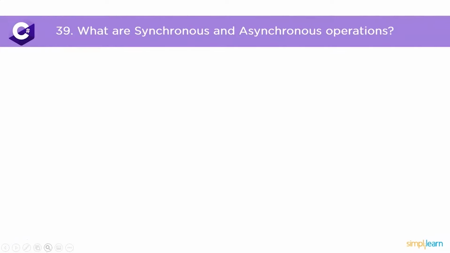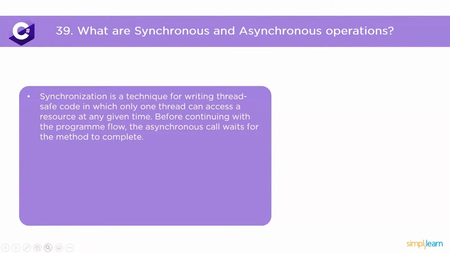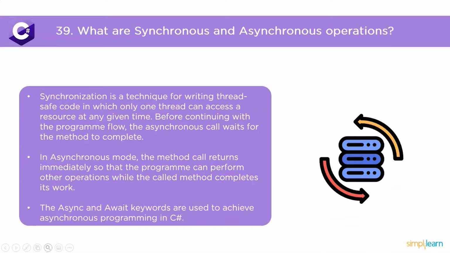Now the next question is, what are synchronous and asynchronous operations? So the answer for this question is, synchronization is a technique for writing thread-safe code in which only one thread can access a resource at any given time. Before continuing with the program flow, the synchronous call waits for the method to complete. In asynchronous mode, the method calls return immediately so that the program can perform other operations while the called method completes its work. The async and await keywords are used to achieve asynchronous programming in C#.